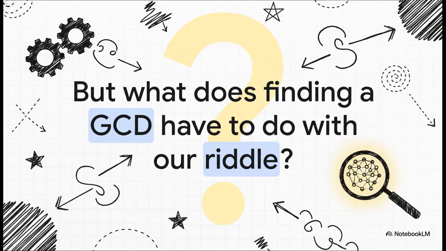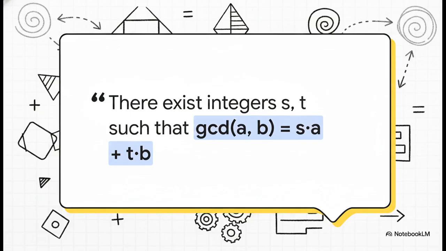Because it turns out that all those steps we just took to find the GCD contain a hidden secret. We didn't just find a single number. We actually uncovered a really deep relationship between our original numbers. So there's this thing called Bezout's theorem, and what it says is that you can always write the GCD of 2 numbers as some combination of those original 2 numbers. The real magic, the secret sauce, is in those 2 little multipliers, s and t.